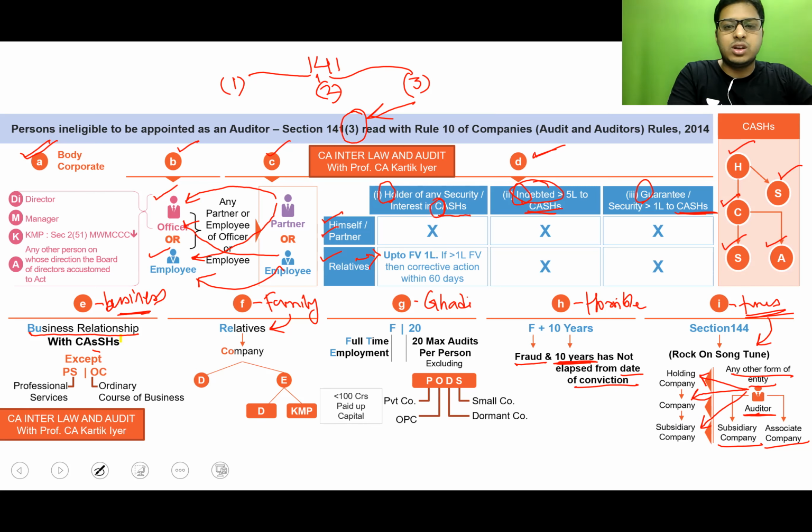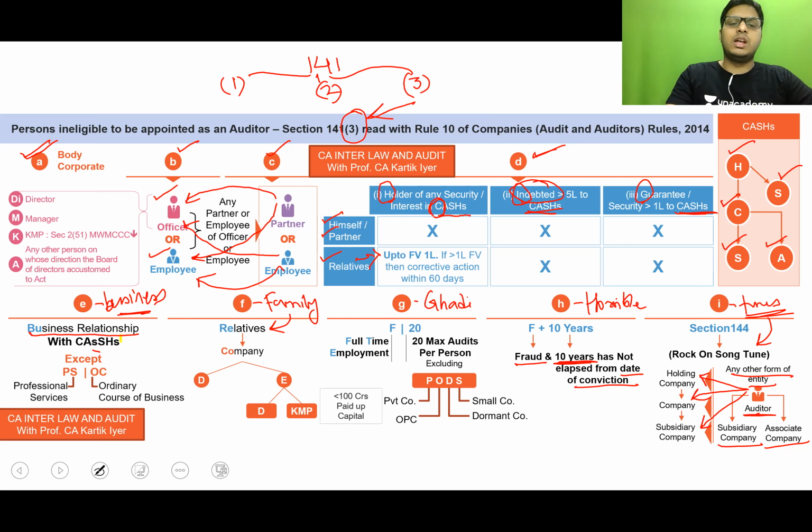Only in the company, not in the associate, subsidiary, holding, or subsidiary of the holding company. In the associate company, subsidiary company, holding company, or subsidiary of the holding company, relatives are not allowed to hold a single share. But only in the company they can hold shares up to face value 1 lakh. Very clear, very simple. So this completes this area.